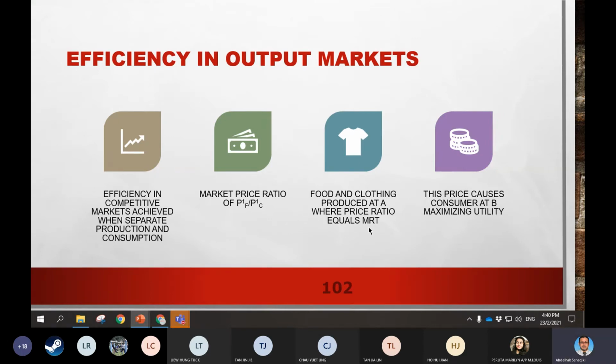Where the price ratio equals the marginal rate of transformation. So the slope of the production possibilities frontier equals the MRT. So when faced with the budget constraint, consumers would like to consume at B.